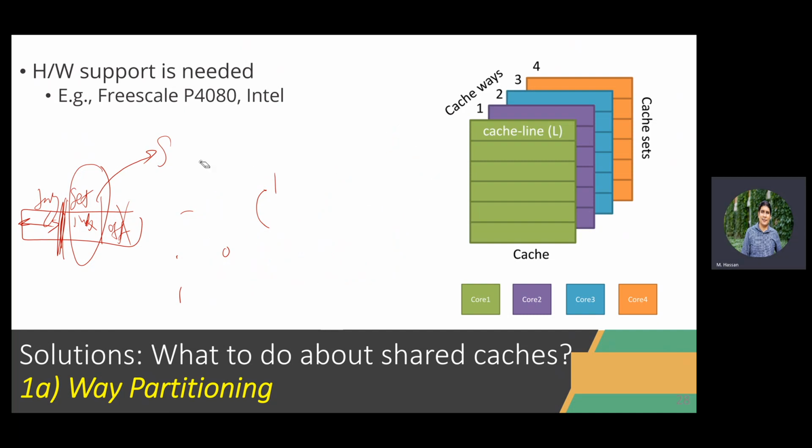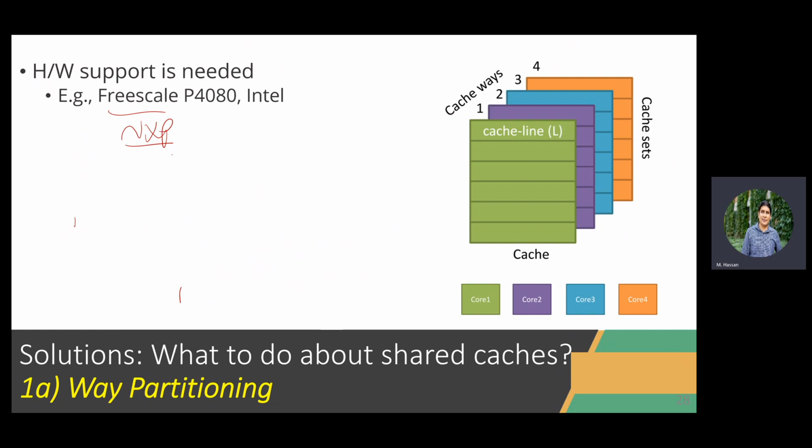Let's start with way partitioning. Way partitioning exists in Freescale, an old company that was purchased by NXP, one of the very common companies for automotive hardware. In fact, the FMU66, you guys are using it. It was originally developed by Freescale, and then NXP took it over. So way partitioning is used now by NXP and by Intel as well.